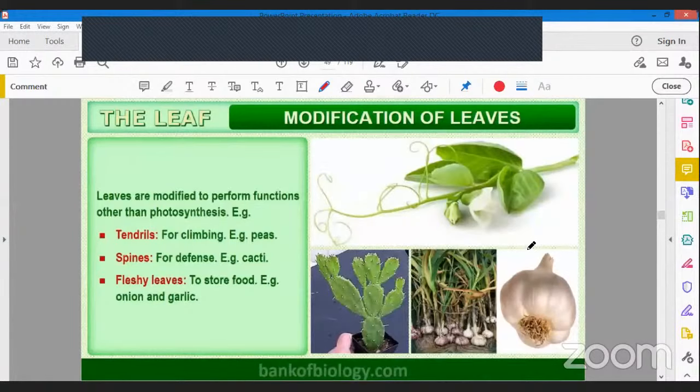Next one, spines for defense. Spines for defense. Okay, take it down. Example, cacti. And fleshy leaves to store food. Example, onion and garlic. So take down. So what we eat in onion, we eat the fleshy leaves, even in garlic.